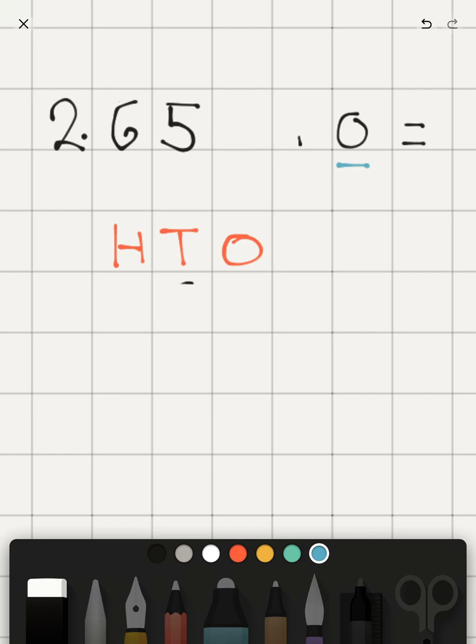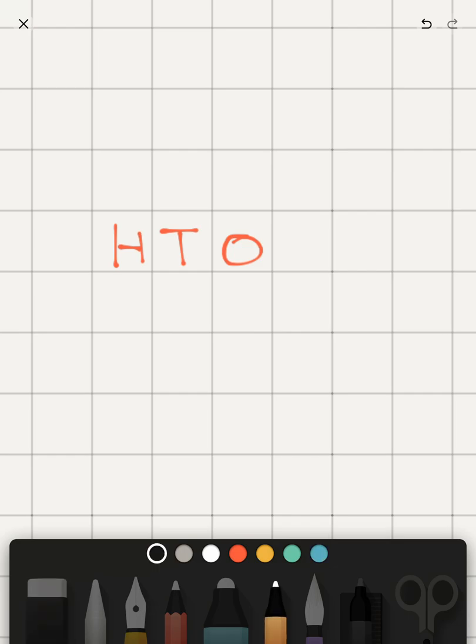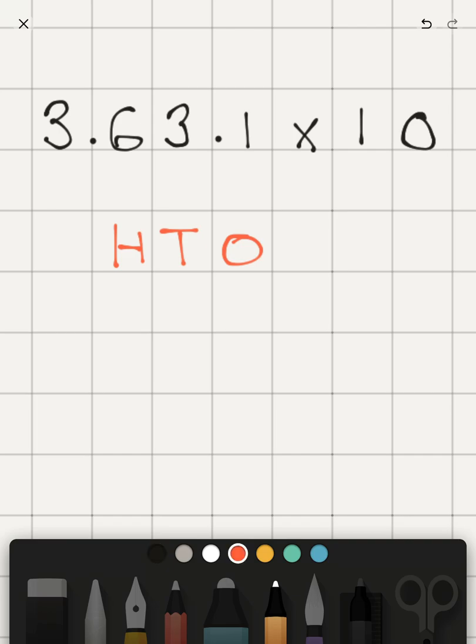Okay, our next question needs me to rub out this whole thing, so we need a little bit more space. Question 3. Our question is 63.1 times 10. Okay, so our first thing we need to do is we need to make sure we've got all the right places. So we need to put our decimal point after our ones.